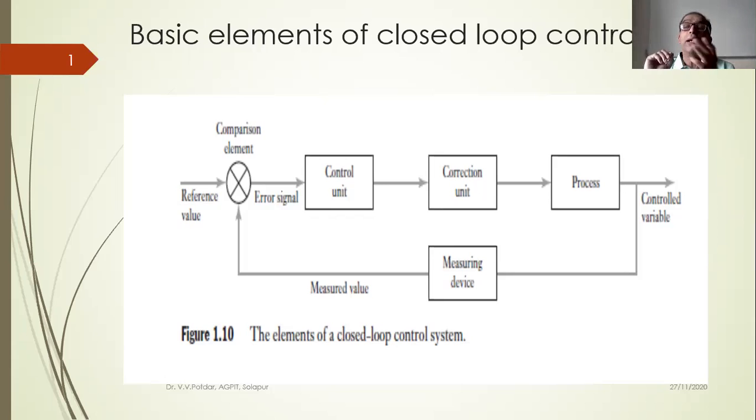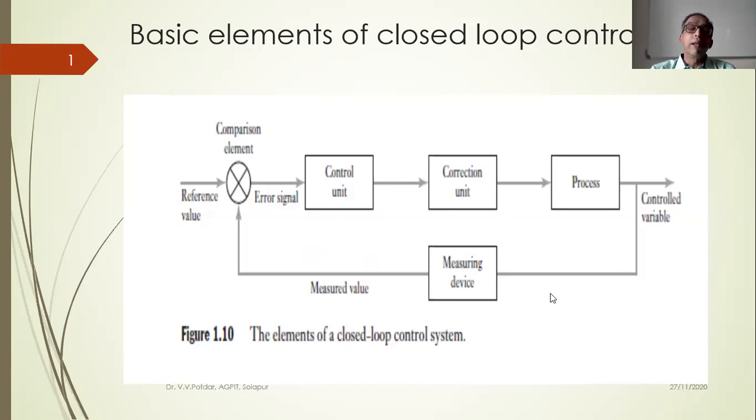Now, whether I have achieved my desired output or not is verified by my measuring device or a feedback element, and that feedback element will measure the parameter which is to be controlled, and then it is sent back to my comparison unit where the comparison takes place, and this cycle continues till the error becomes zero. So this is how the closed loop control system or a feedback control system works.